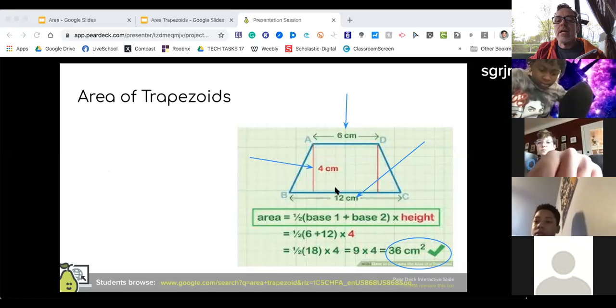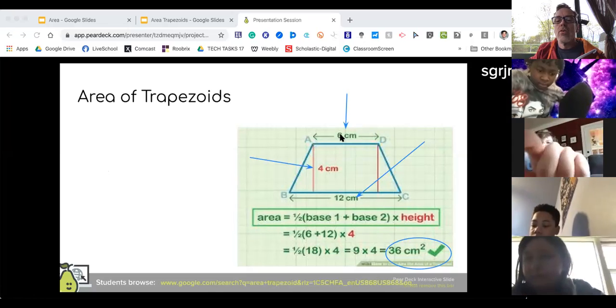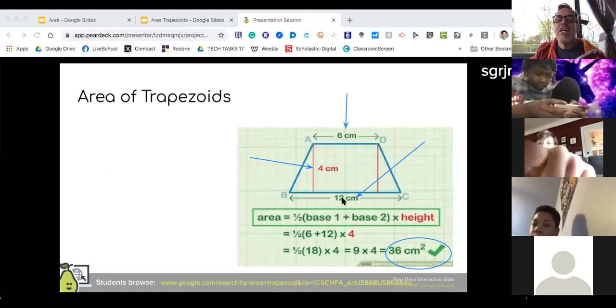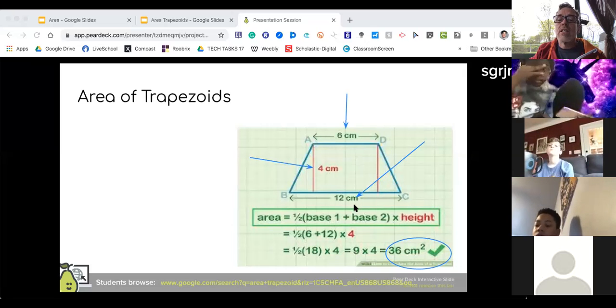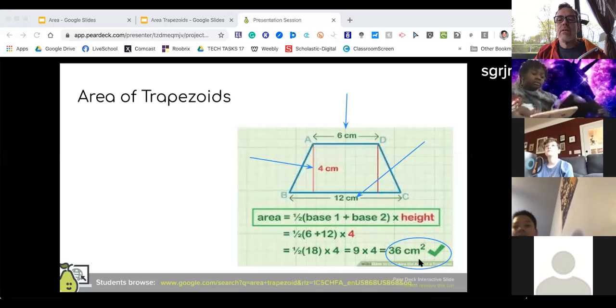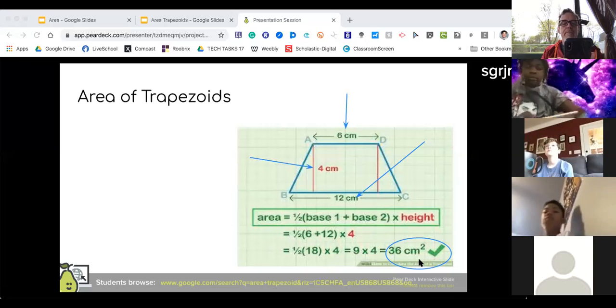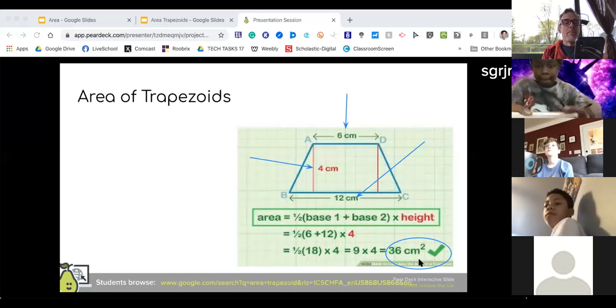Because 6 times 2 is 24. I mean, sorry. 6 plus 12 is 18 times 2 is 36. Or 6 plus 12 is 18. Half of that, 9. 9 times 4 is 36. Either way, it works, right? Everybody good on that? Okay, I'm going to move to the next slide.